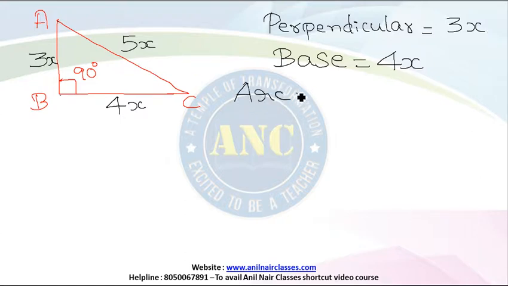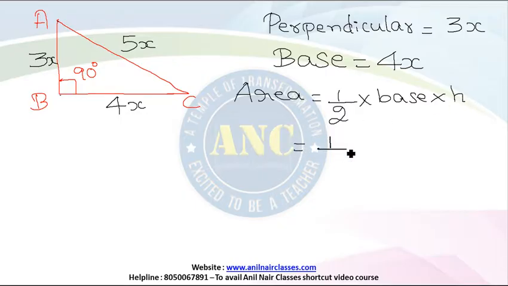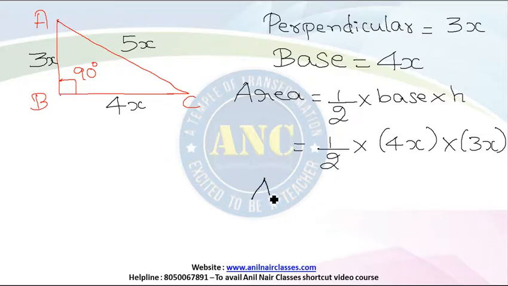But I want to find the area. What is the area of a right angle triangle? In general, the area of any triangle is half into base into height, or the perpendicular. It is half into base, which is 4x, into height, which is 3x. So 4x into 3x is 12x square. 12x square divided by 2 is 6 times x square.